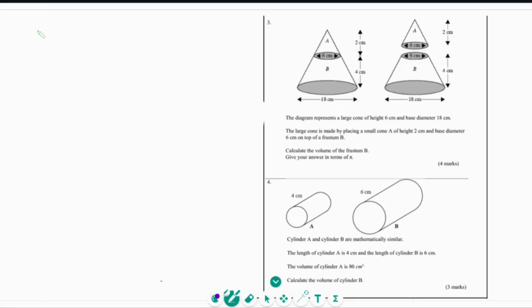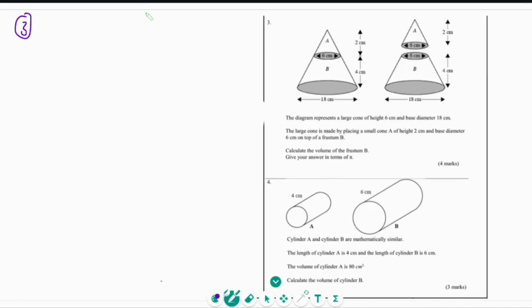Okay, question 3. The diagram represents a large cone of height 6 and a base diameter of 18 centimetres. The large cone is made by placing a small cone of height 2 and base diameter 6 on top of a frustum B. Calculate the volume of frustum B. Give your answer in terms of pi.